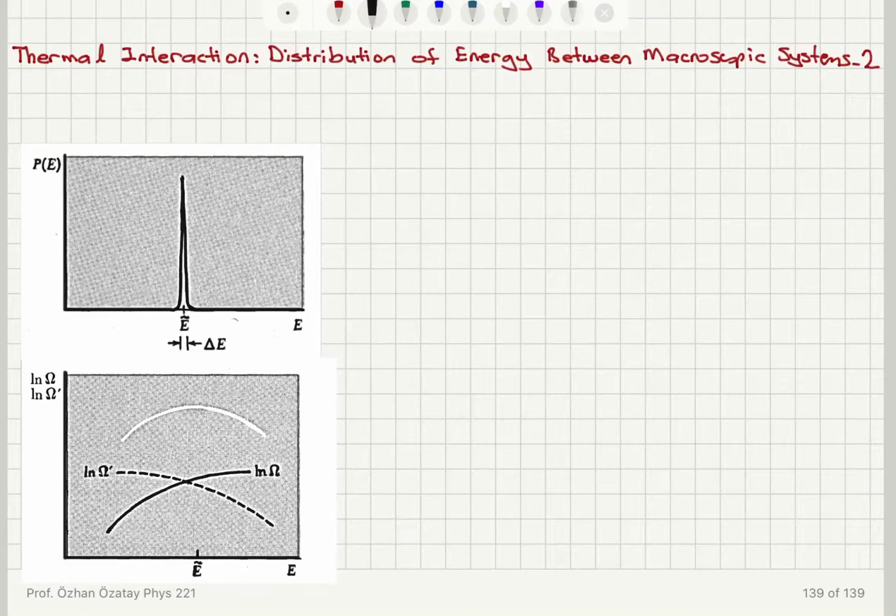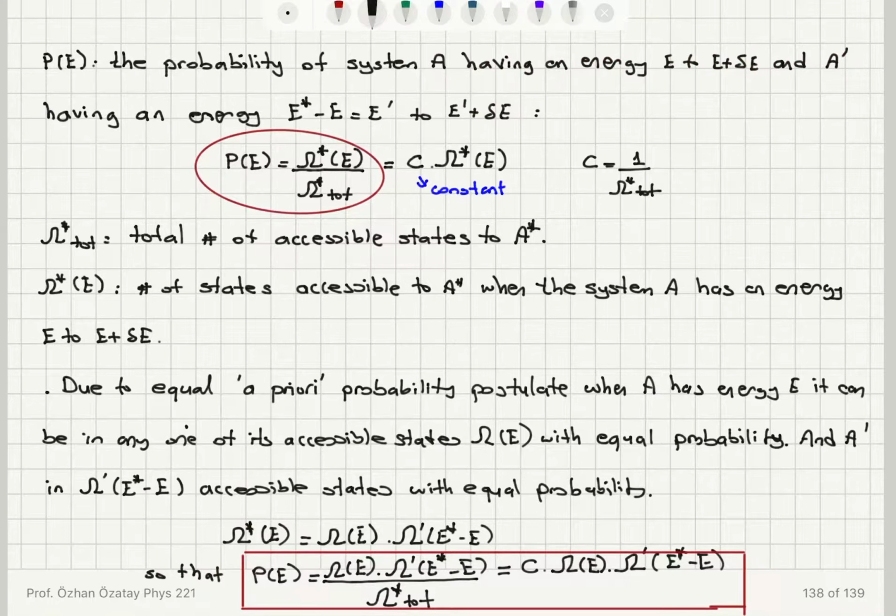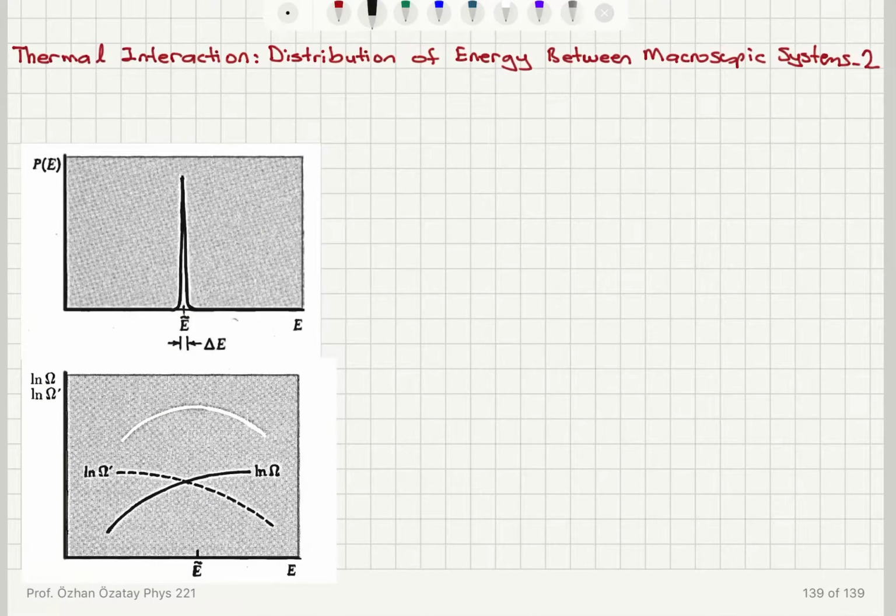In the previous video, we found out that the probability of the system A having an energy E is a constant C multiplied by the number of accessible states for energies in the range E to E plus delta E, and the number of accessible states for the system A prime for energy E star minus E, or E prime. Now, I want to recall a few results we had earlier.